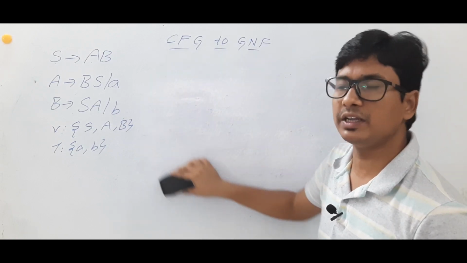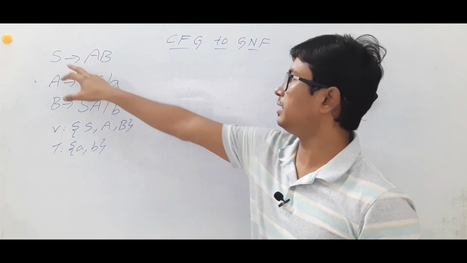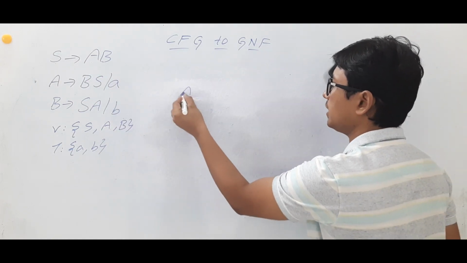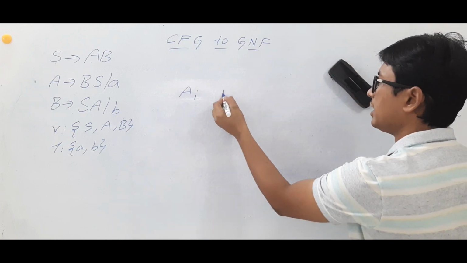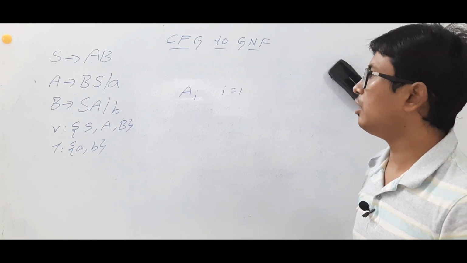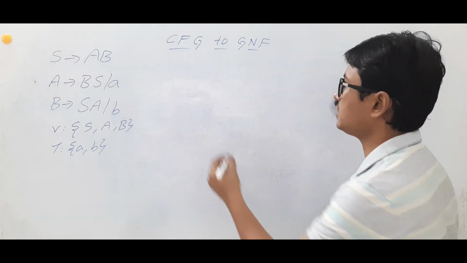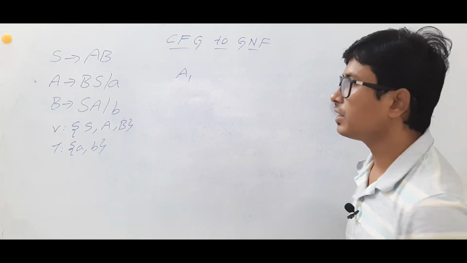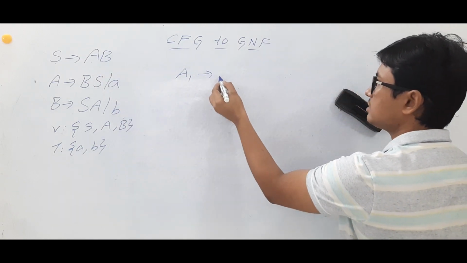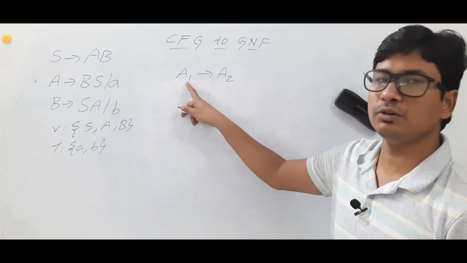Now what is step 3? I need to take the variables S, A, B, and assign them a symbol called Ai, where the initial value of i is equal to 1, and for each variable you need to increment the i value. Take the start symbol S. For S, you give the value as A1. And S is producing a production AB. So after S, the next variable we determine is A. So you give A2 because already you have used A1.